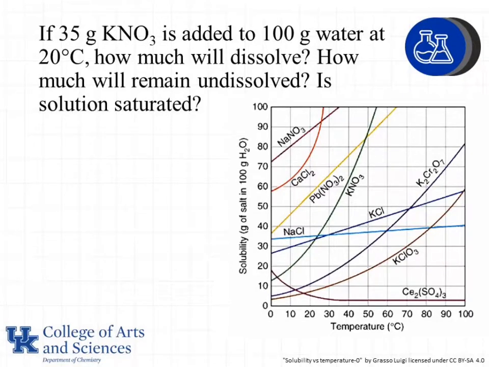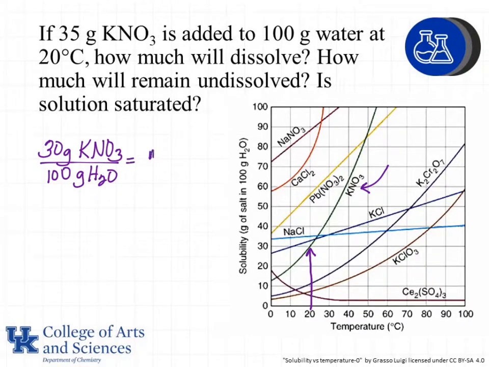Remember that these lines on the graph represent the maximum amount that will dissolve of a given solute at the specified temperature in 100 grams of water. That does not mean that these are the only amounts of substances that can be added to water. First, we need to find the curve for the substance KNO3. And then we need to look at 20 degrees Celsius, which is the temperature given in the problem. Here it shows us that 30 grams of KNO3 can dissolve in 100 grams of water.